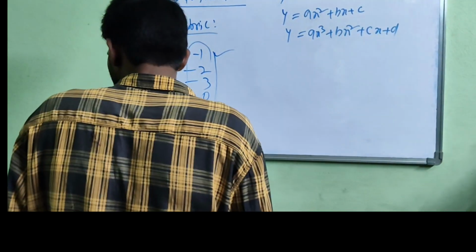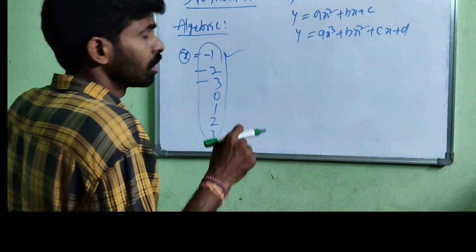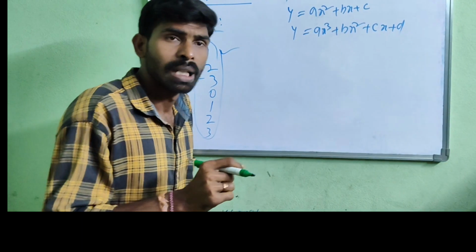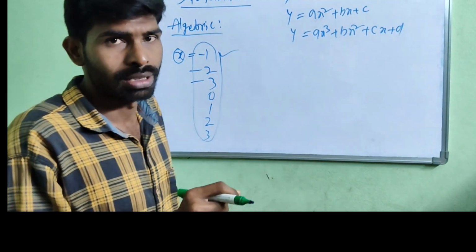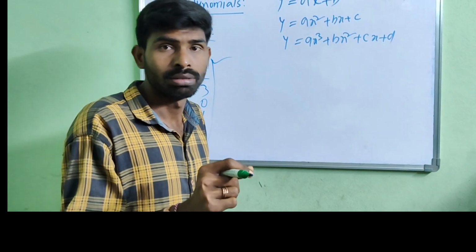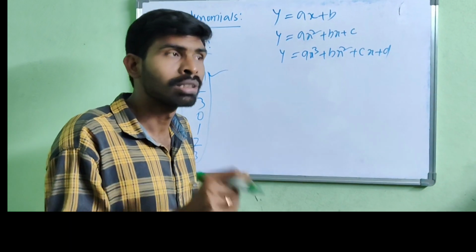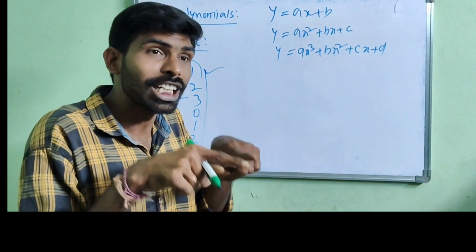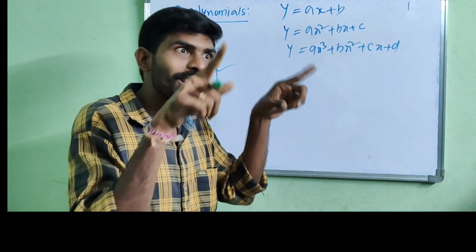Now another method we need to go through, that is the graphical method. How to find the zeros of polynomials in the graphical method? In the graphical method we are using graphs. That's why I explained in the earlier class what a graph is in detail.